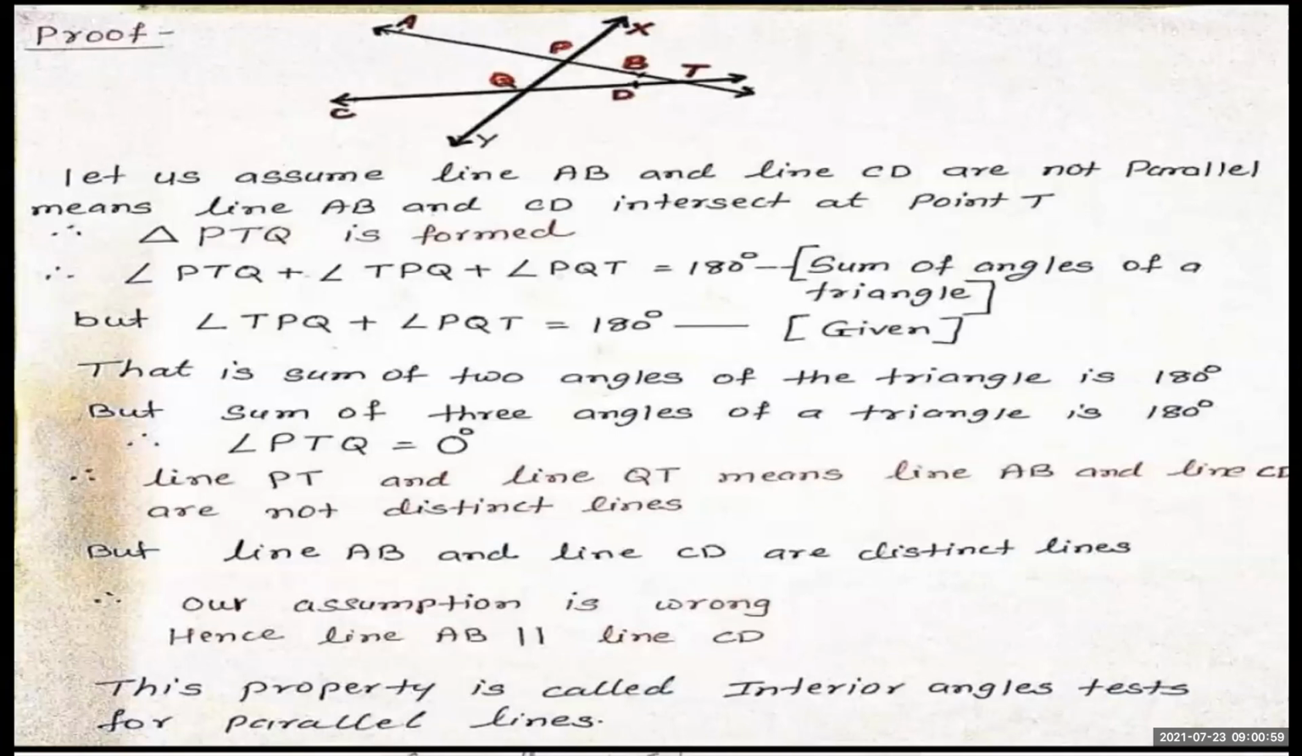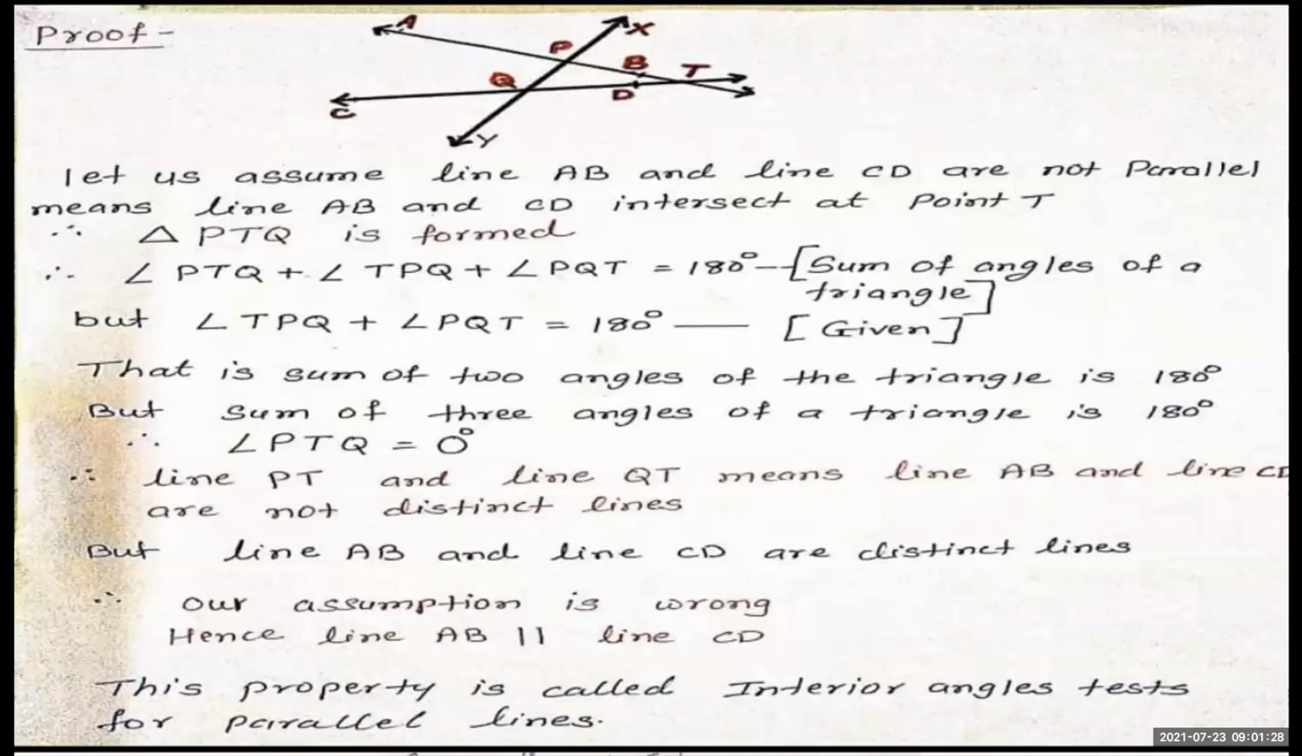Okay, so here, as the two interior angles together measure 180 degrees and those are supplementary to each other, that means the two given lines, line AB is parallel to line CD. Okay, and this property is called the interior angle test for parallel lines.